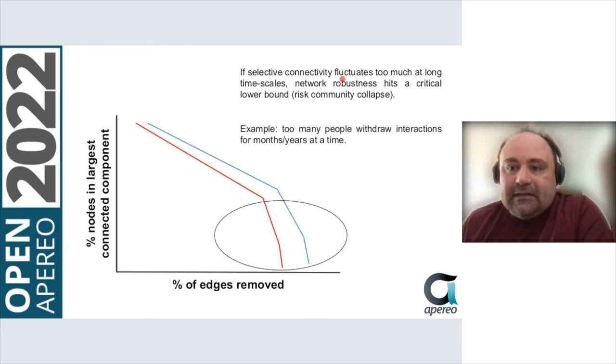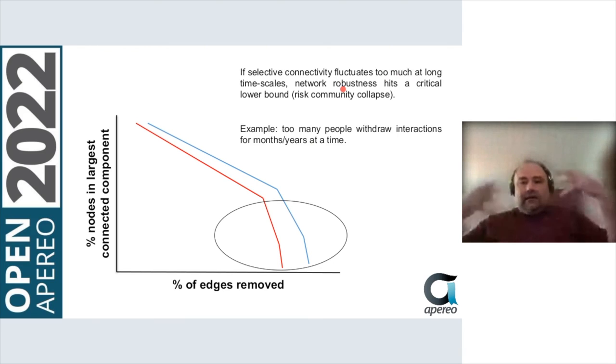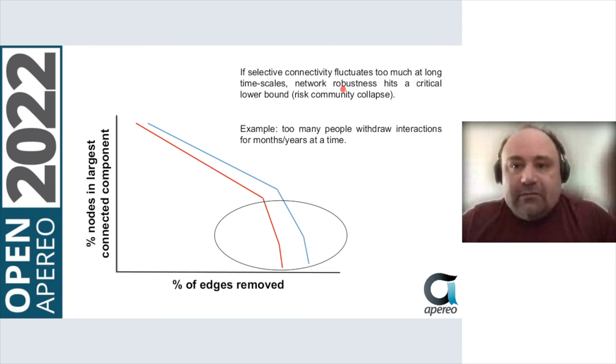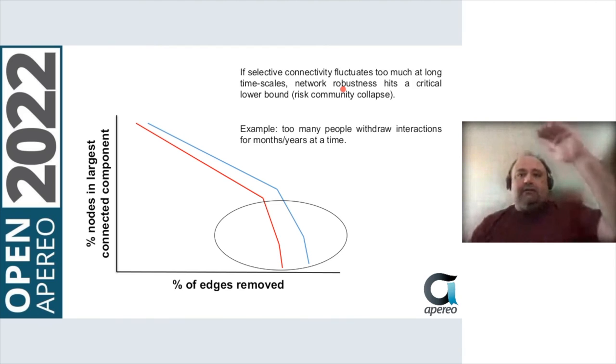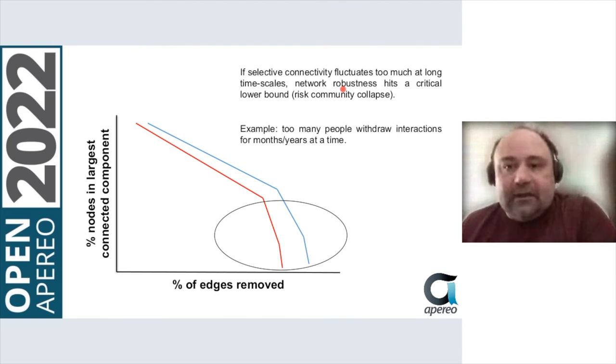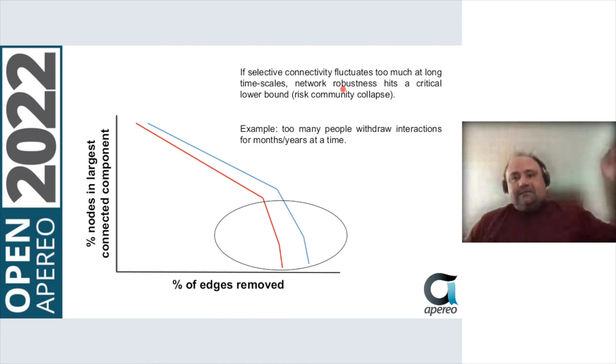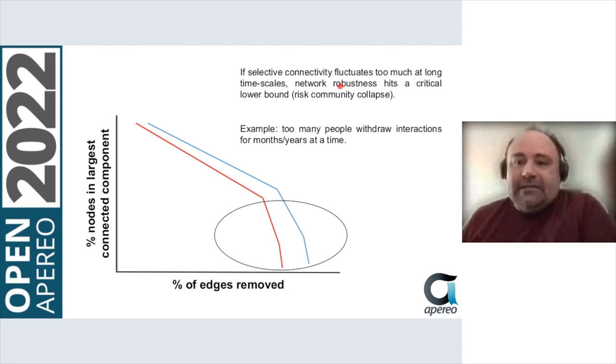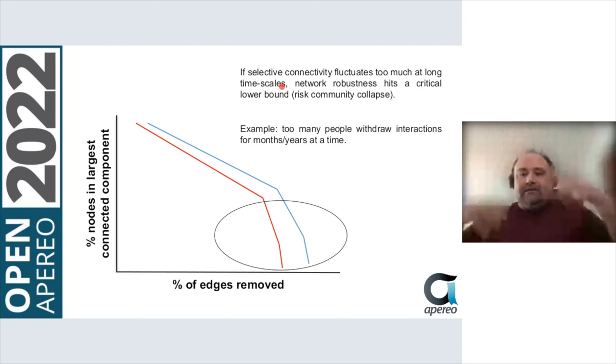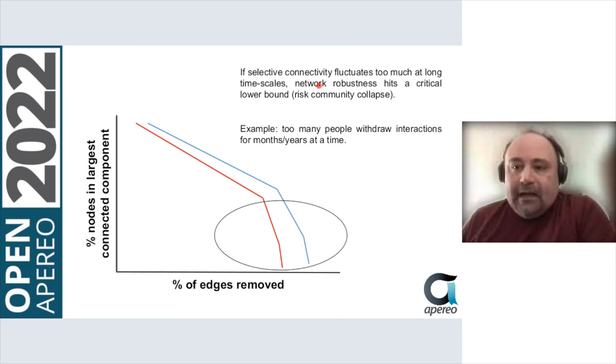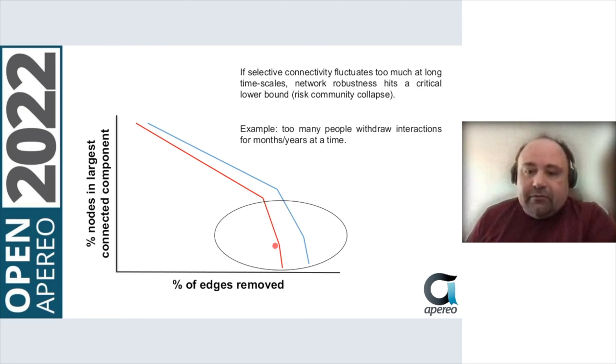This is if selective connectivity fluctuates too much at long time scales. In other words, if people aren't guided into certain things, but also aren't allowed to explore, or if these things are uneven over time. So if people get really excited on a project and then just disconnect from it, and then no one picks up the slack, basically the community falls apart because no one's interested. Network robustness hits a critical lower bound. So you risk community collapse. This is where too many people withdraw interactions for months or years at a time. So that's another thing we want to avoid.